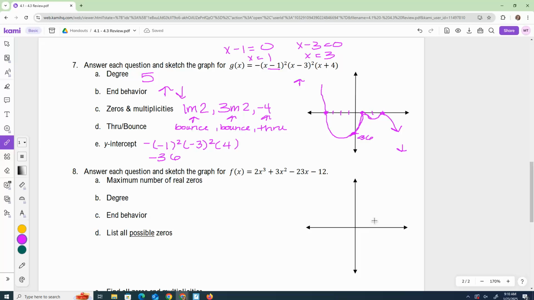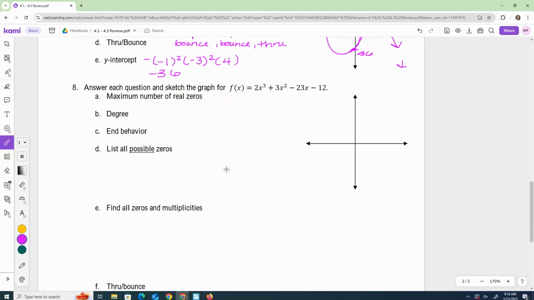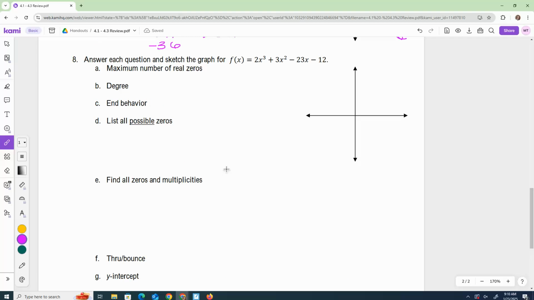Question number 8 is really combining what we did yesterday and our graphing piece. So it's putting all of it together. If I look at this, how many zeros is it going to have? What's the degree? 3. So your degree is your number of zeros. So we will have 3 zeros on this. So the maximum number of zeros is 3. My degree is 3. They're the same. End behavior is going to be what?